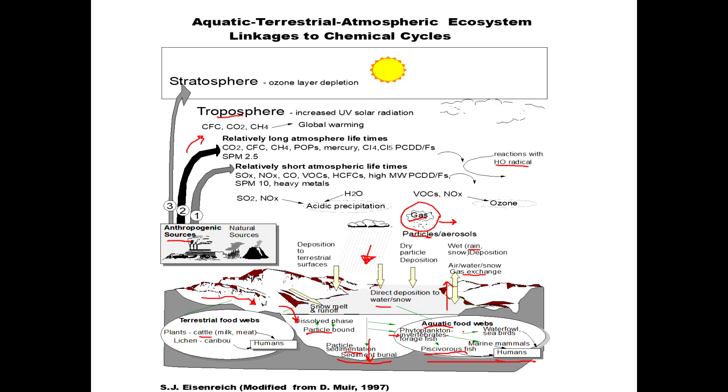So all of these processes depend on the chemical structure and the physical chemical properties of the chemical. And that's what this class is all about. It's about being able to look at the structure of a chemical and tell something about how it's going to behave when you release it to the environment.